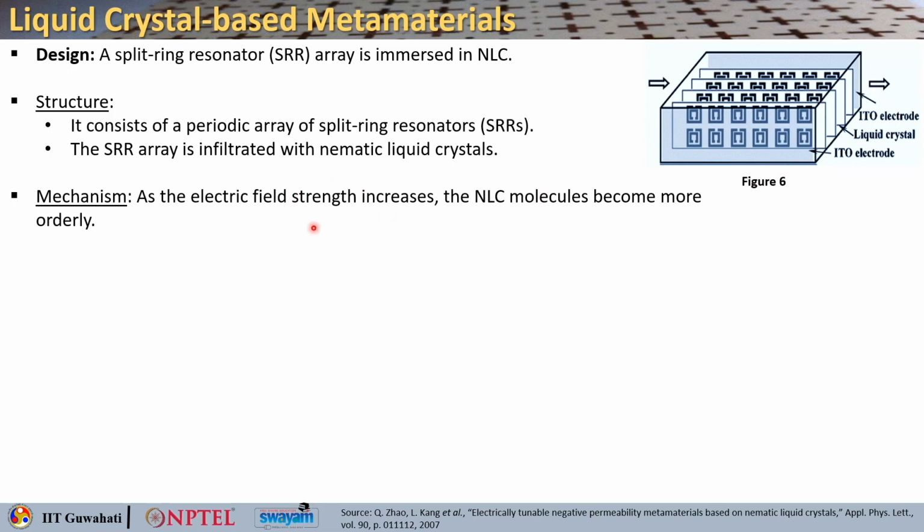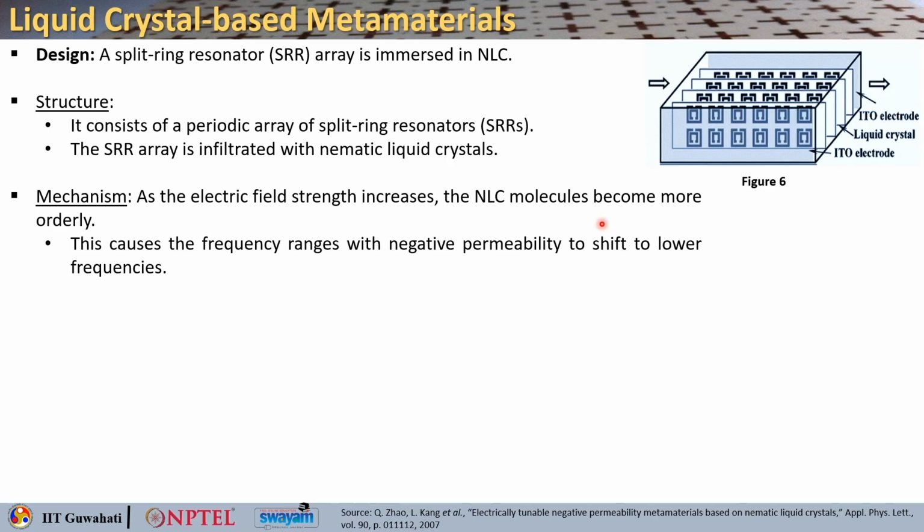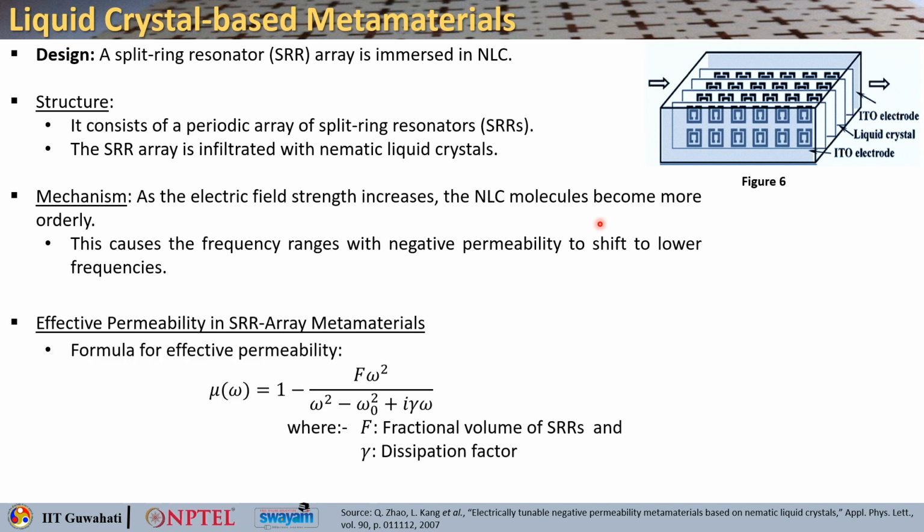Now, when you apply voltage bias, the electric field strength will increase and these nematic liquid crystal molecules will become more orderly. So, this will cause the frequency ranges of the negative permittivity to shift to a lower frequency. We will see that also. So, how are they connected?